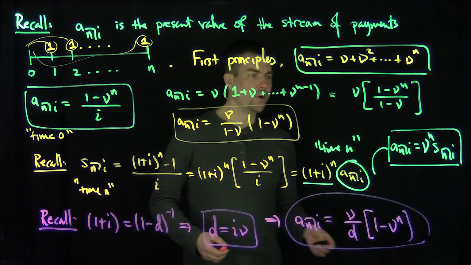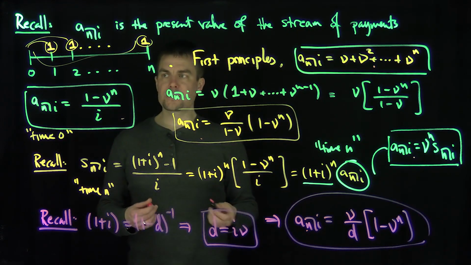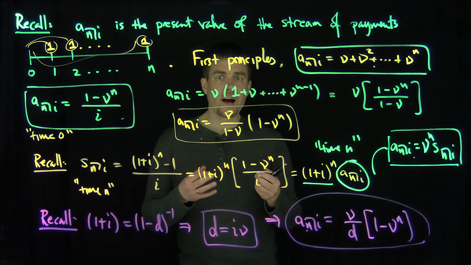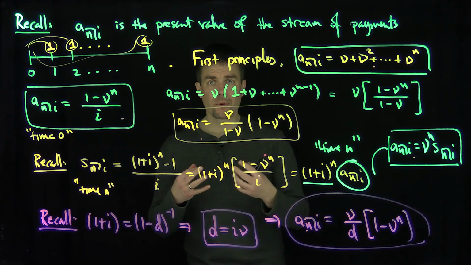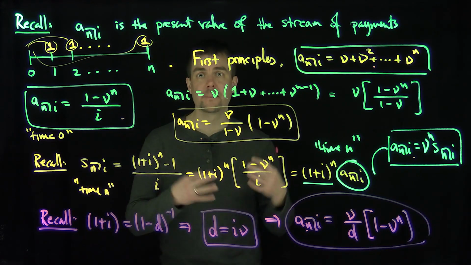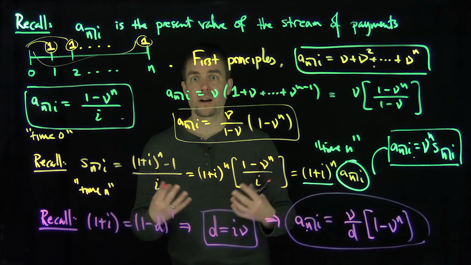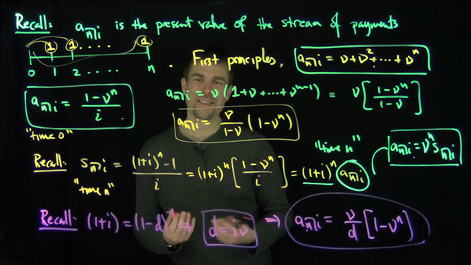So what we've done here is we have 1, 2, 3, 4, 5 different representations of A bracket n angle i. When you're practicing actuarial problems, it's important to make sure you're comfortable going from one of these forms to another, because oftentimes exam questions will ask you which of the following are equivalent to this present value factor or this accumulated value factor. Thank you very much.